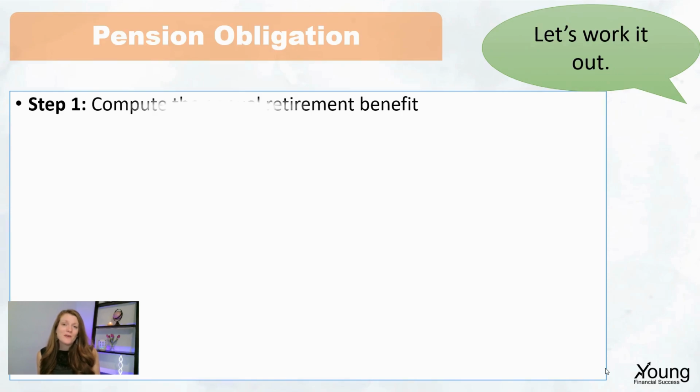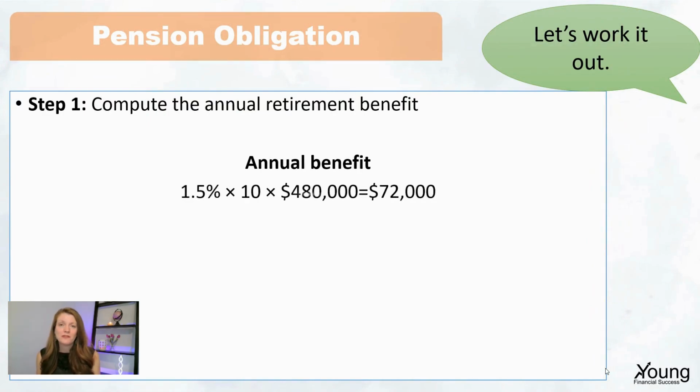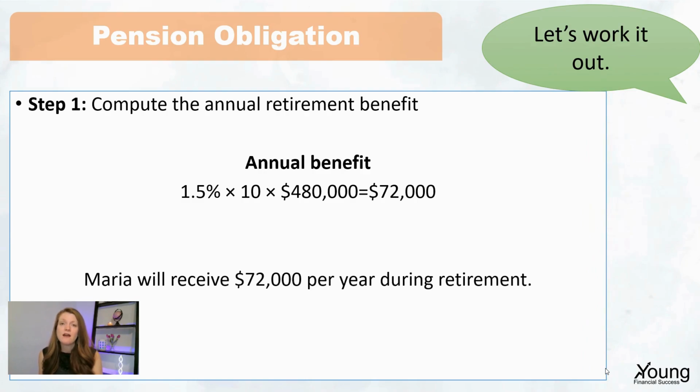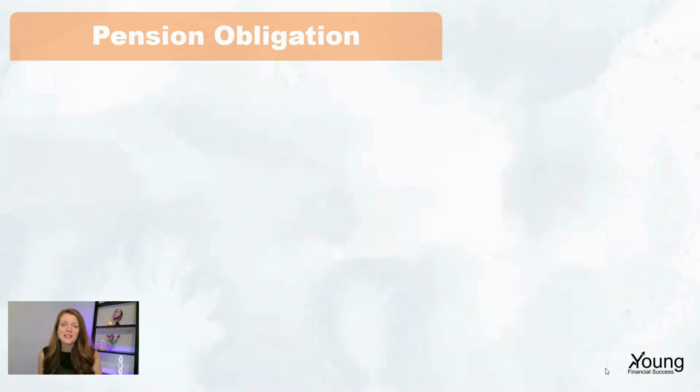So first of all, we are going to take our first step out of 3 steps that we do to figure out the projected benefit obligation for a company. The first one is to compute the annual retirement benefits, and we're going to use the pension formula for that. For this company, it's 1.5%. For Maria, she's been there for 10 years, and she is projected to make $480,000 when she leaves the company. That tells us that Maria will have $72,000 a year coming in after she retires. That's pretty sweet. But she was making $480,000, but once she retires, she'll still be getting paid by the company $72,000 a year, and that's expected to happen for 15 years.